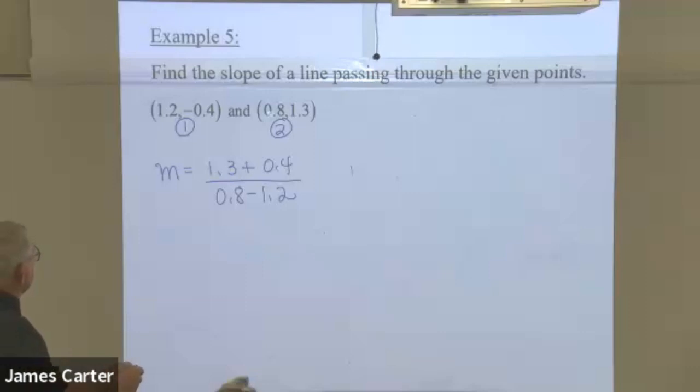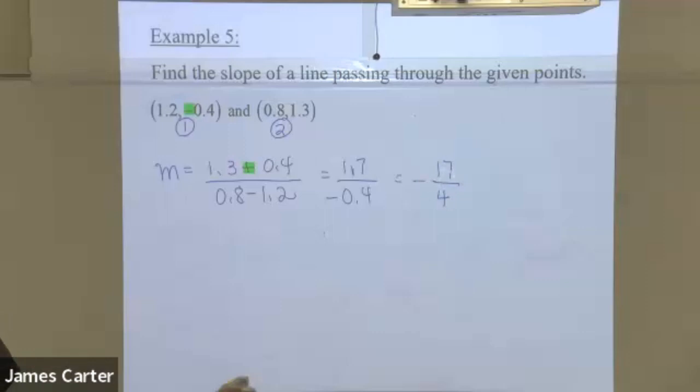Okay, for the x's, 0.8 minus 1.2. Well, this plus that gives you 1.7. This minus that gives you a -0.4. Well, that simplifies if you multiply 10 times both of these to -17/4. And that's what you would use to actually graph with. Well, actually, you wouldn't even use that.